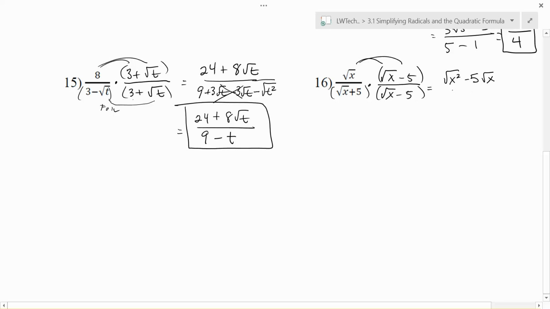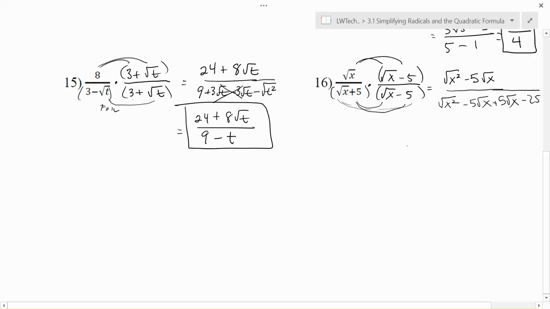In the denominator, I've got to do the whole FOIL thing. So square root of x times square root of x is square root of x squared. Outside, we end up with minus 5 root x. Inside, 5 times root x gives me a plus 5 root x. And in the last, 5 times minus 5 gives me a minus 25. That is now my whole denominator.